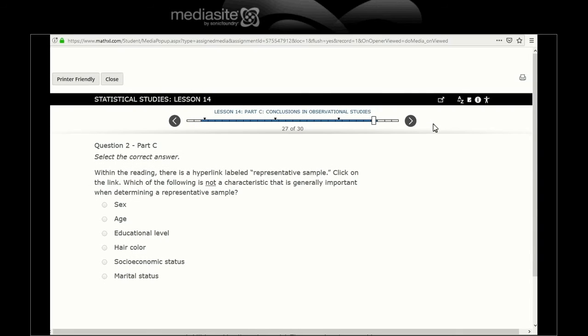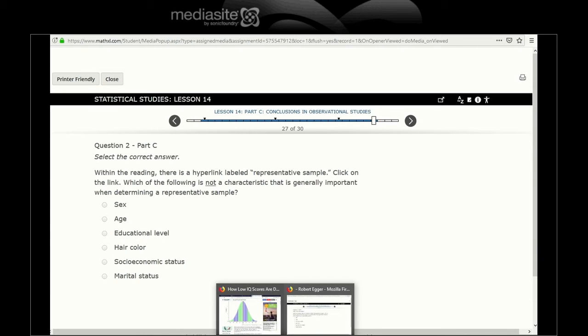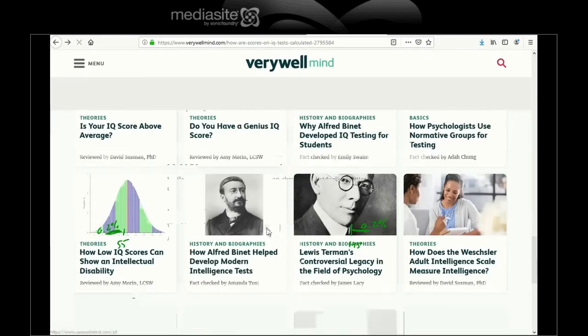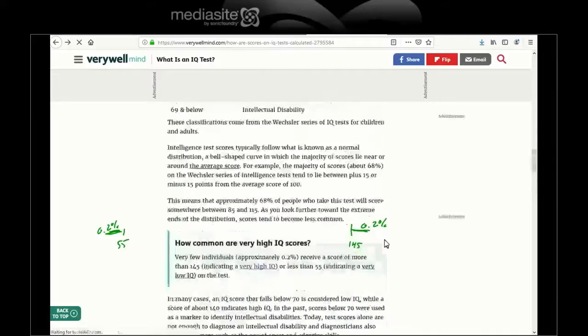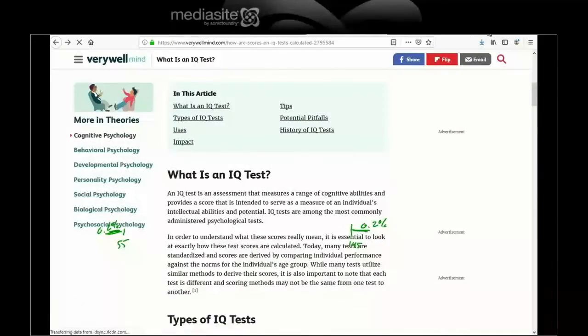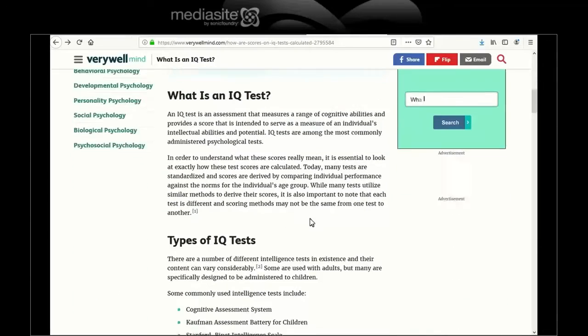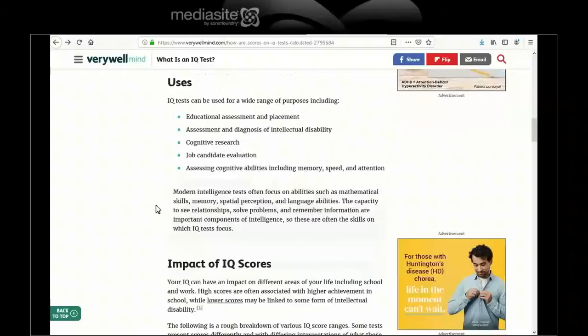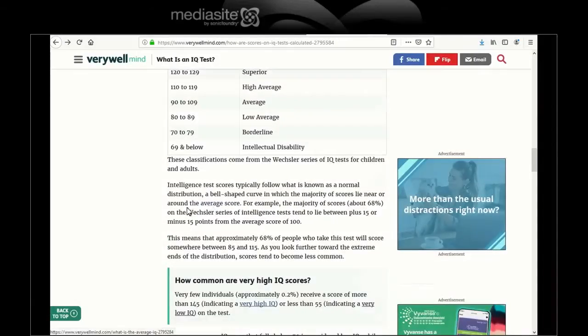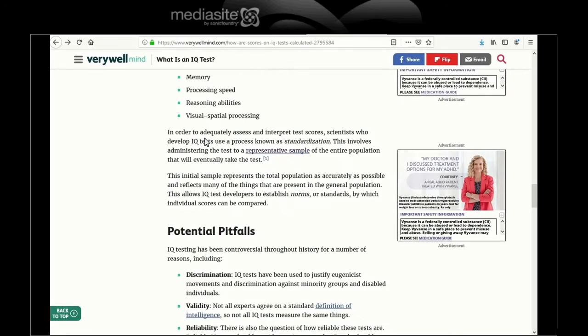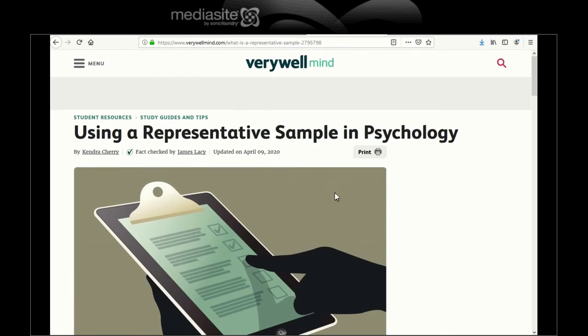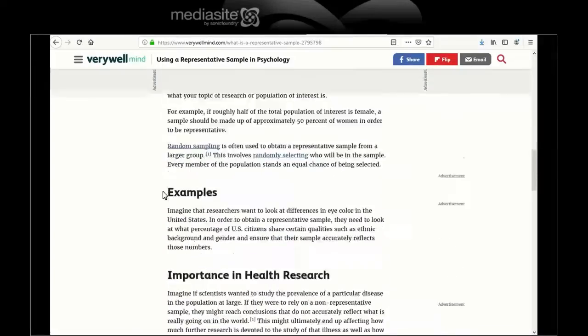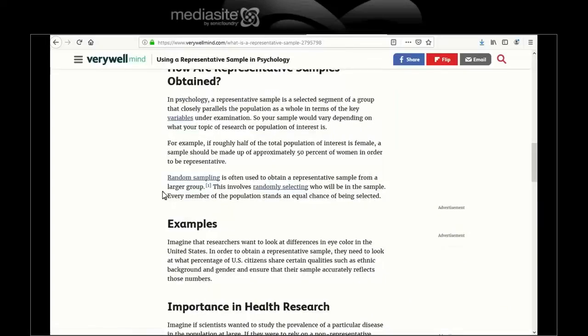Okay, within the reading, there's a hyperlink labeled representative sample. Click on the link. Which of the following is not a characteristic that is generally important when determining a representative sample? A representative sample. I've seen that someplace. Let's find it. Representative sample. Should be in blue. Here we go. This involves administering the test to a representative sample. Let's click on it, see what happens. So let's see what we have here.